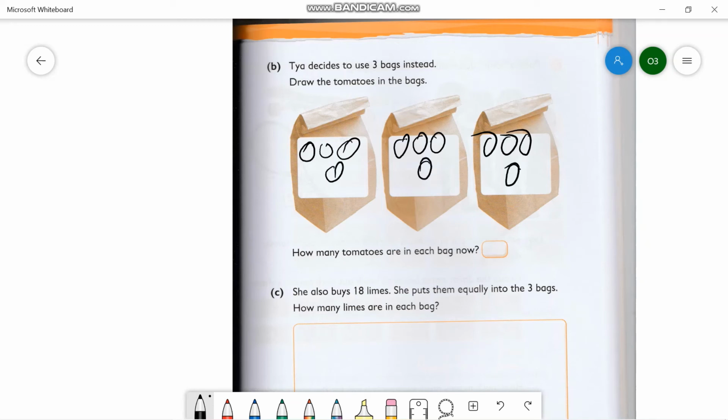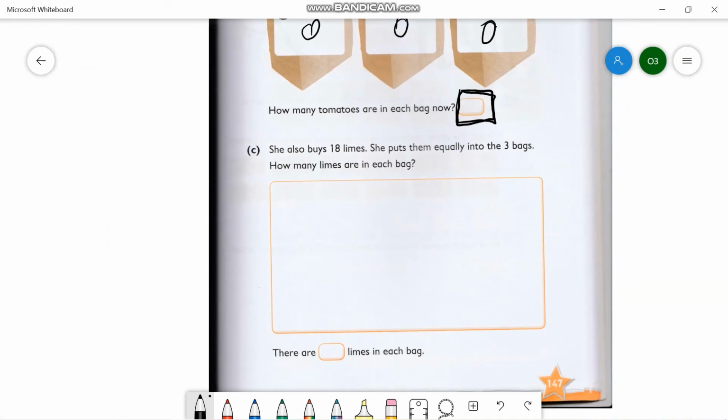How many tomatoes are in each bag now? So you have to put here the number of tomatoes. Let's go to letter C. She also buys 18 limes. She puts them equally into 3 bags. How many limes are in each bag?